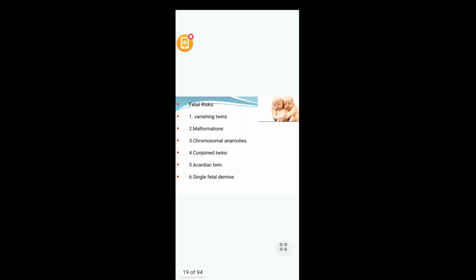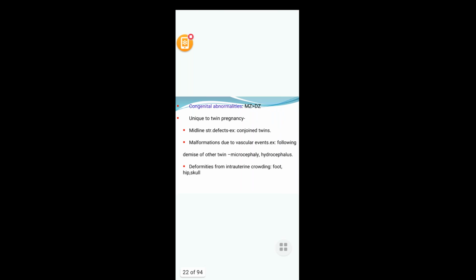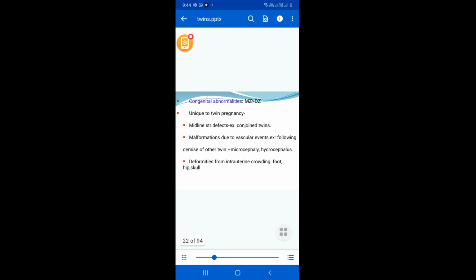Coming to the fetal risk, we see vanishing twin, malformations, chromosomal anomalies, conjoined twins, acardiac twins, and single fetal demise. The other complications are twin to twin transfusion syndrome, preterm labor, PPROM, cerebral palsy, selective fetal growth restriction, and growth discordance. Congenital abnormalities are usually more in monozygotic twins than in dizygotic twins.